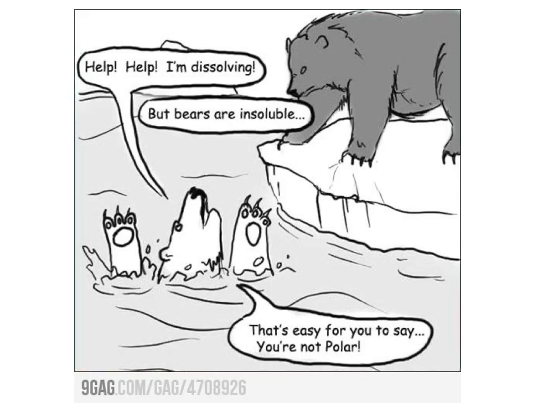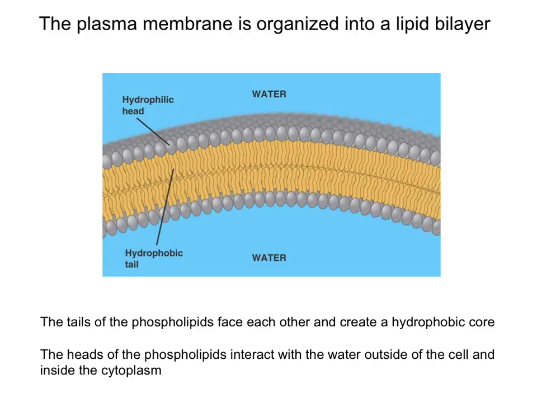All right, tough crowd. So the plasma membrane with all those phospholipids is organized into a lipid bilayer, which results in this hydrophobic region in the core. And this is going to prevent some molecules from just simply diffusing across the plasma membrane. The hydrophilic heads face the water that's outside of a cell and the water in the cytoplasm inside.